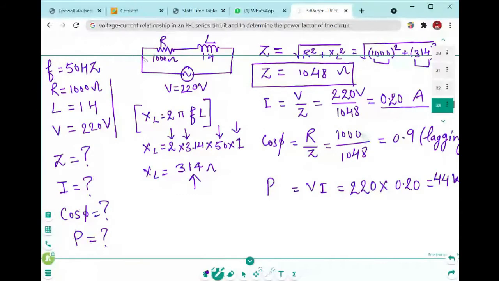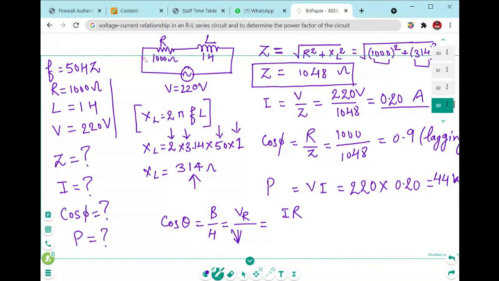0.20 ampere. After that we have to calculate the power factor, that is cos of phi, and you know how you can represent cos theta. Cos theta is equal to B upon H. Across this base, what is the value? Across this base is the value Vr. Across this H, what is the value? The complete voltage V is available.